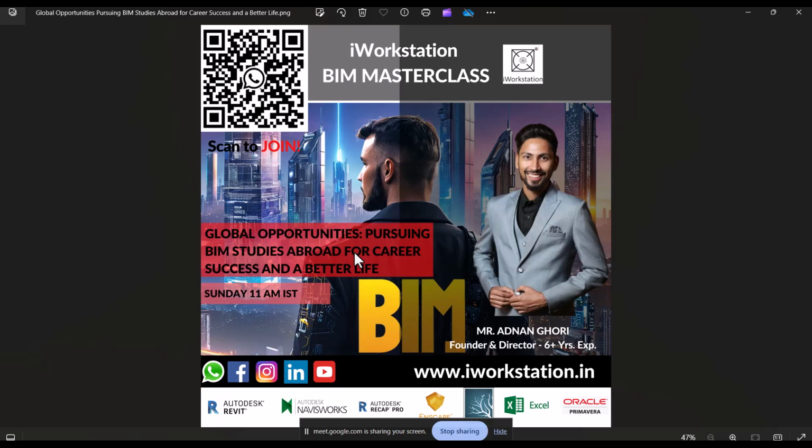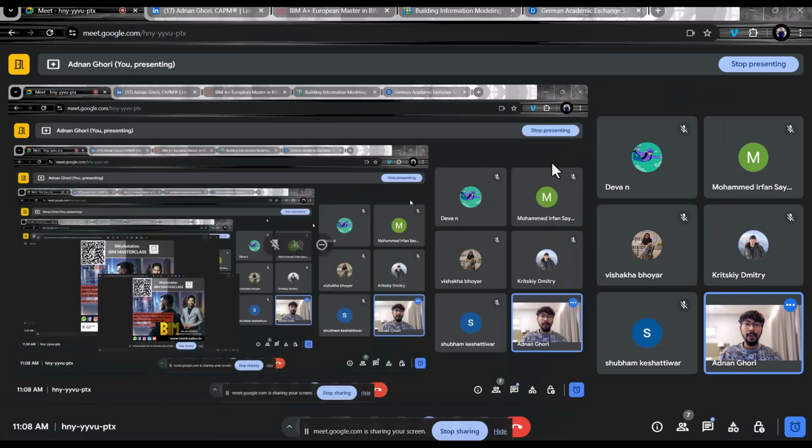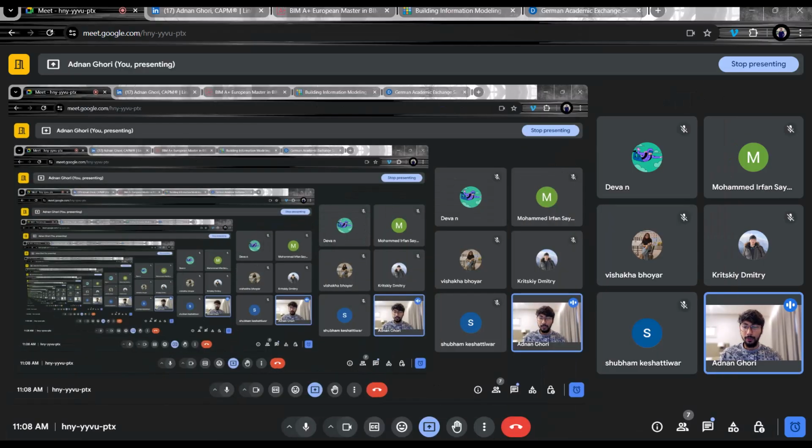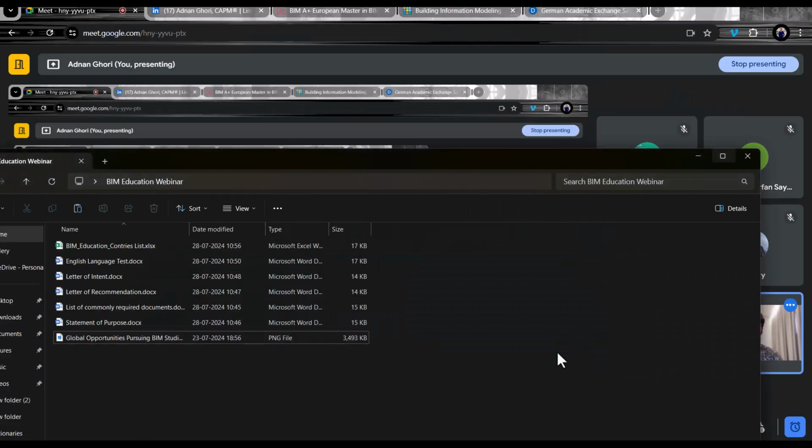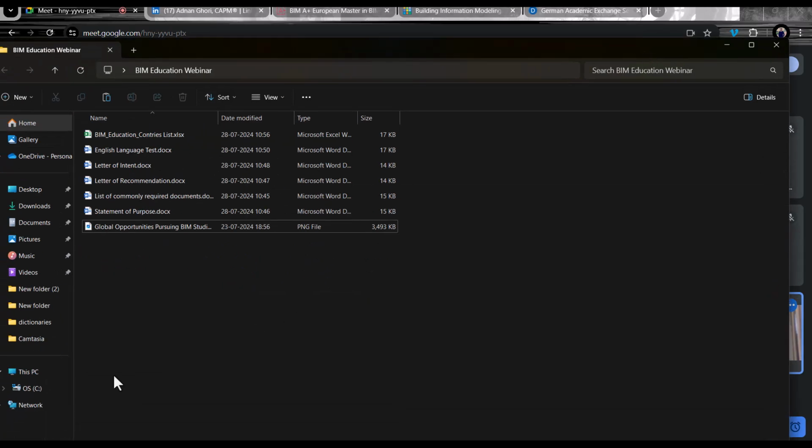Now, plenty of the people are often confused about how they should approach, which colleges they should focus on, which countries they should go to, what documents they have to prepare. So today's session is about all these questions. Many of the people have questions about how they can study BIM abroad. Abroad means basically not in your own country, but in another specific country, right?